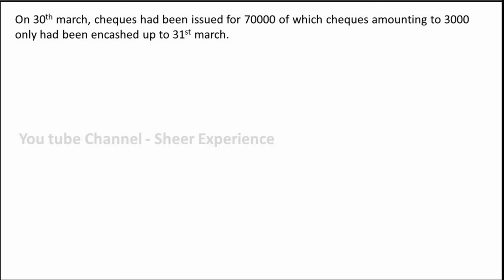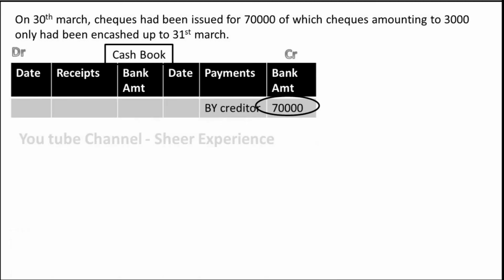Our first transaction is on 30th March, checks had been issued for 70,000. Out of which checks amounting to 3,000 only had been encashed up to 31st March. Here we have issued the checks for payment worth 70,000. As soon as we issue the checks for payment, we will mention it on the credit side of the cash book, that is 70,000 in the bank amount column.